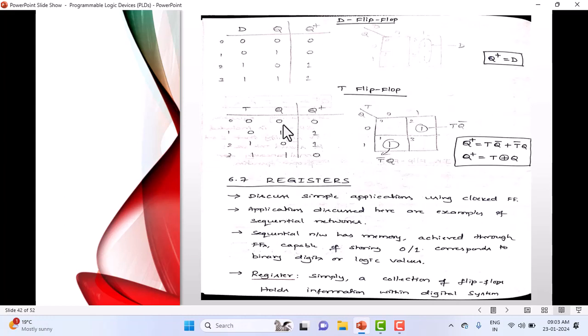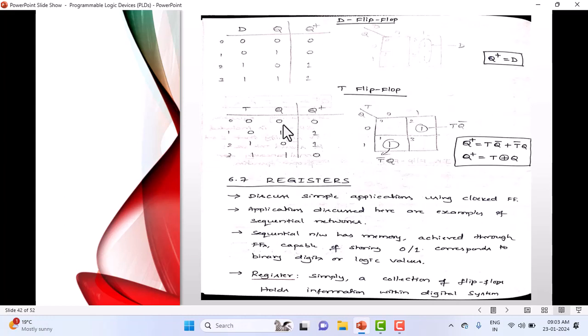Clear? And look at when the T flip-flop will toggle. When there is a 1 input on T, remember all this, whatever I am saying, the next state will change only on applying the clock pulse. Understand? There is no magic here to change immediately. They are not combinational circuits. They are all sequential circuits. They have memory.